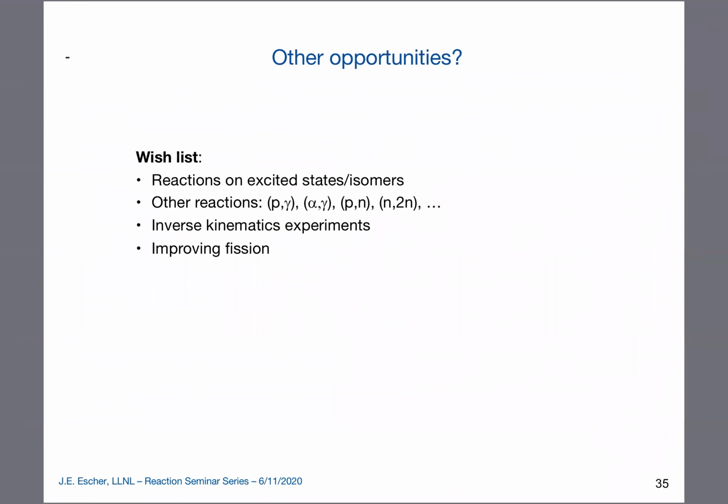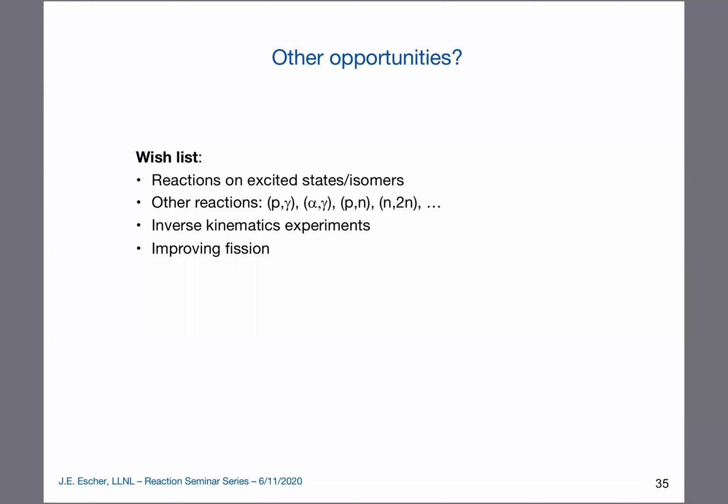Okay, so let me briefly just highlight some other opportunities that I see for using this method. There's, of course, a long wish list of things that we would like to do. So we would like to understand reactions on excited states. In stars, you could have situations where you thermally excite states, and you would want the cross sections on that. You want a bunch of other cross sections, P gamma, alpha gamma, PN. People in the data community would like N to N. We see great opportunities for experiments at radioactive beam facilities. And then in the end, we would like to go back to fission.